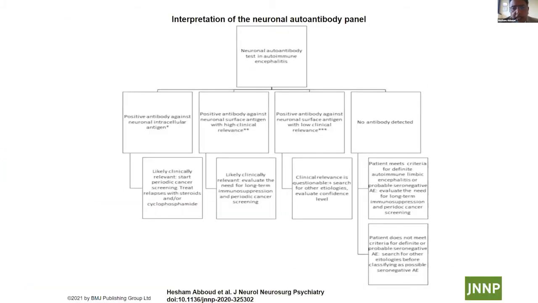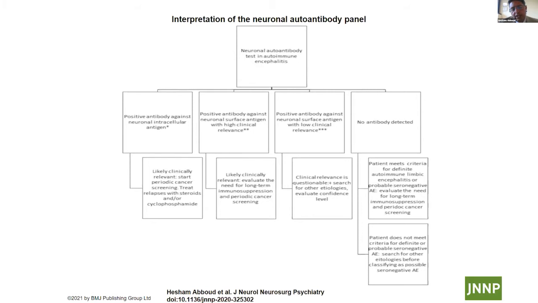So this is basically the possible scenarios that you will face when you receive the patient in clinic. The neuronal antibody might be positive for an onconeuronal antibody, likely clinically relevant. Here you want to see if the cancer was treated or found. If not found, then you'll decide on the cancer screening. Periodic cancer screening needs to be more strict, more frequent, and for a longer period of time. And you try to avoid long-term immunosuppression so as not to lead to progression of the underlying cancer, but you still would treat acute relapses or worsening with steroids and or single or limited doses of cyclophosphamide.